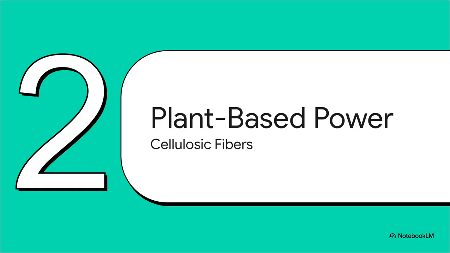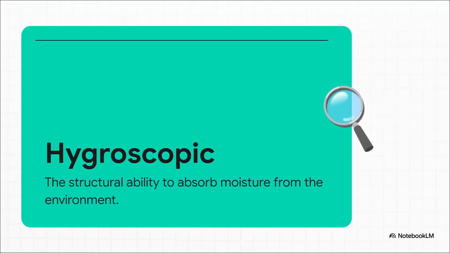Moving right along to Section 2, cellulosic, or plant-based power. Before we get into specific examples, we absolutely need to establish that plant fibers are cellulosic. Basically, that means their chemical base is derived from cellulose, which is the main structural component of plant cell walls. Plus, and this is a crucial term here, they are inherently hygroscopic. Hygroscopic simply means they have the structural ability to absorb moisture right out of the environment. Literally, they just love water.